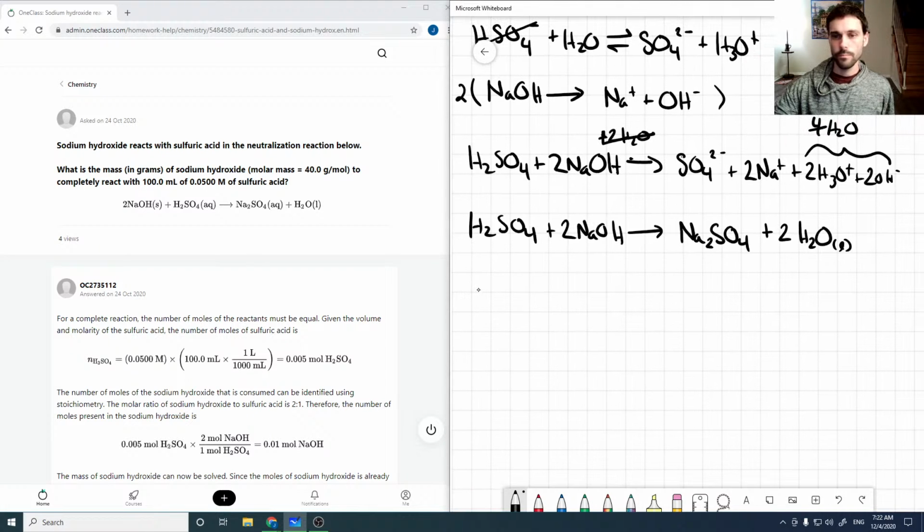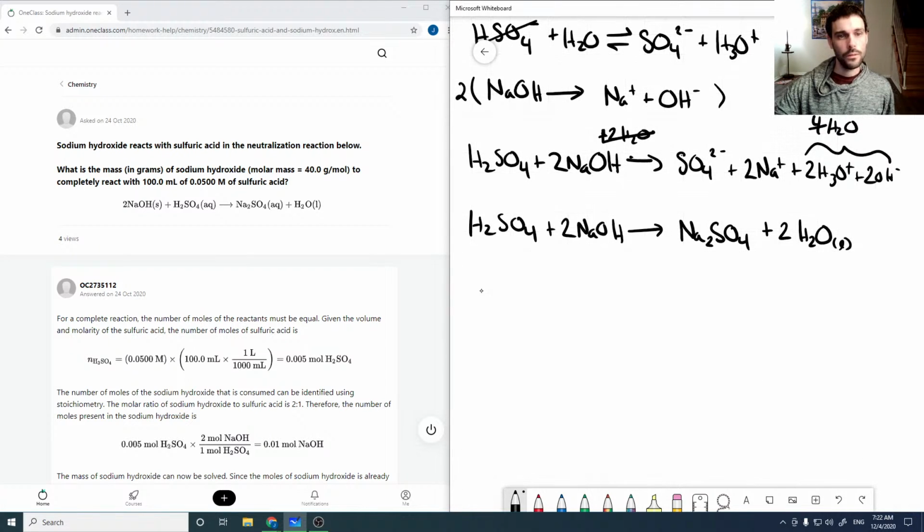Okay. So now to move on with the problem, I just wanted to write out the equation because it's good for understanding where the 2 sodium hydroxides for sulfuric acid comes from.